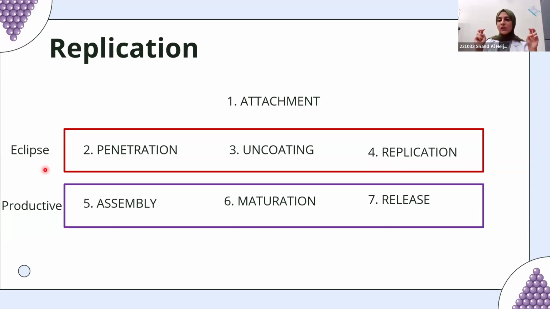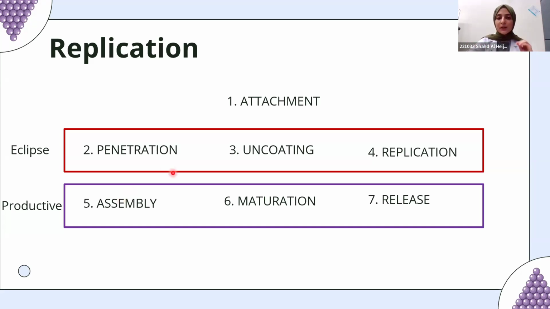In the eclipse phase, you won't see the virus because now it's inside, it's uncoated, it's replicating, so you won't see an actual virus. So this is the eclipse phase. Meanwhile, in the next stages, you have assembly, maturation, and release. Those are the productive phase, so now you are actually producing the virus. So the productive phase is the last 3 steps: assembly, maturation, and release. Those are the 7 general steps for replication.